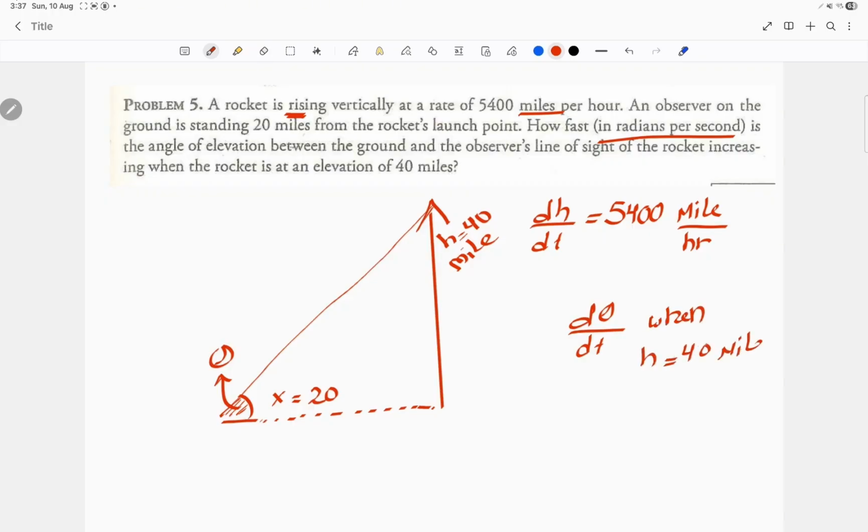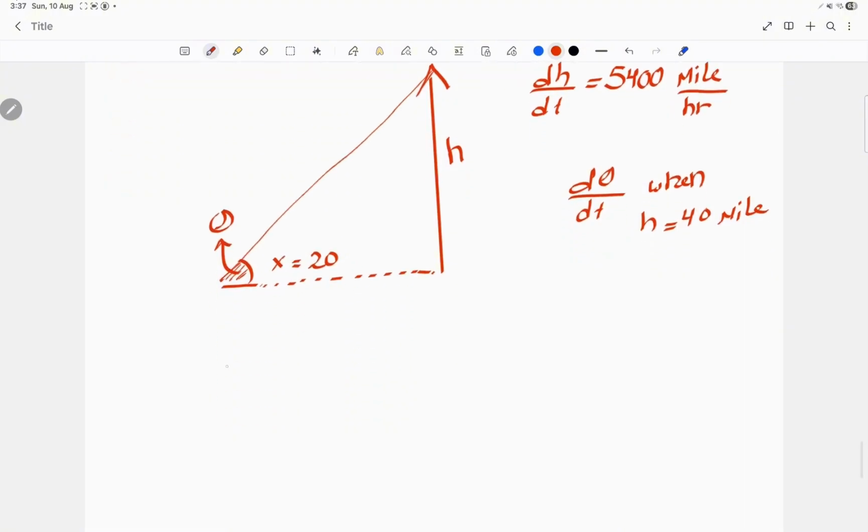When? So it's not 40 yet. For now, I will just call this h. What was the equation for tangent? Opposite over adjacent. So we're going to say tan of theta is equal to height over 20.